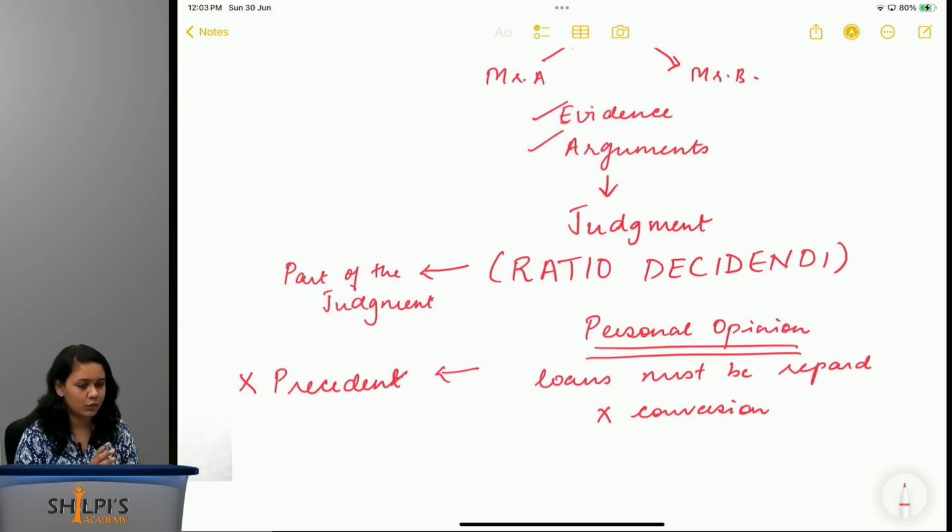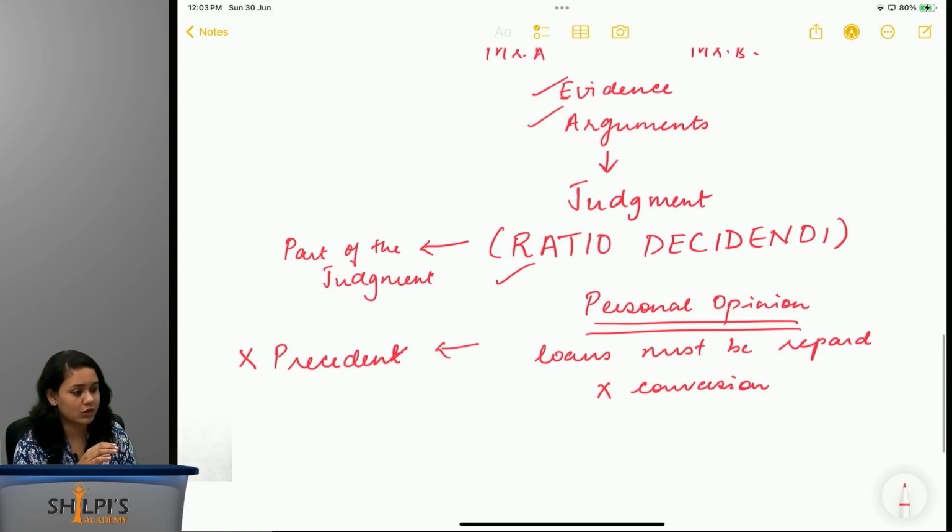One thing that you can understand from all of this is that precedent is given by the judges. It is a judgment. This judgment can have two parts: the rational part, known as the ratio decidendi, as well as a personal opinion. The rational part is what is to be carried forward as precedent, whereas the personal opinion does not concern anyone. We should not look into the personal opinion of judges as precedent, and therefore we need not follow it forward.